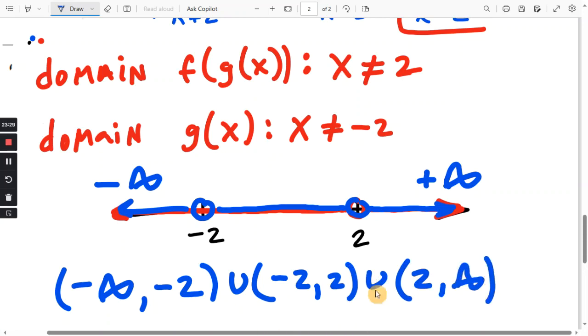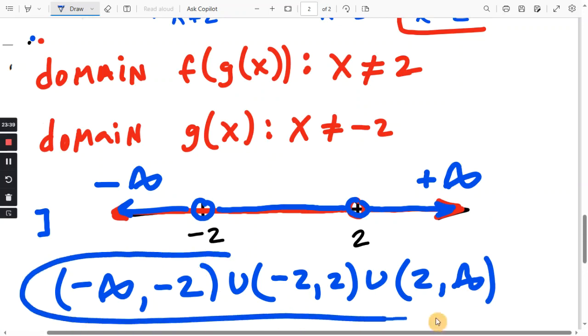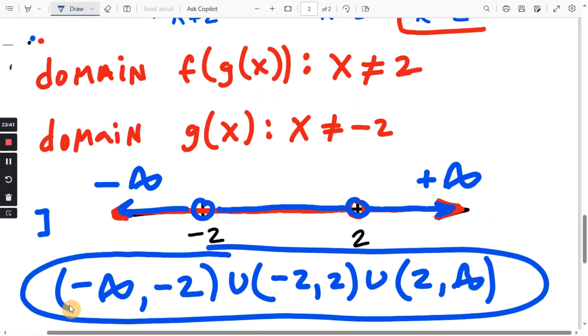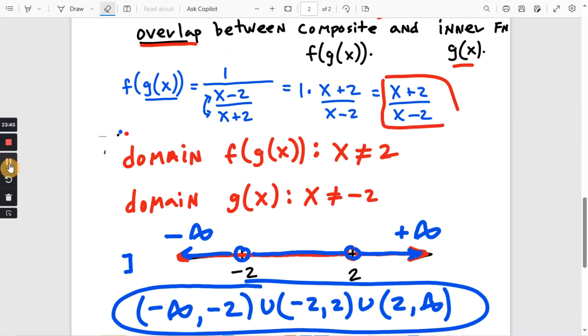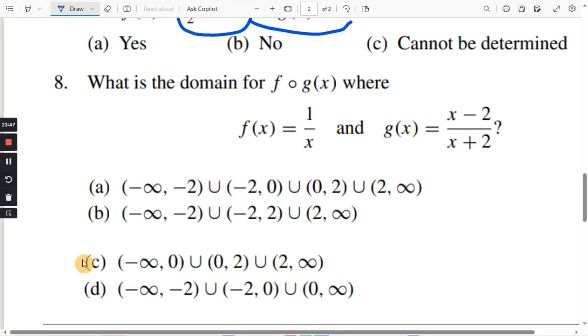All right, always use the rounded parenthesis for infinity. If the number was included, you would use the squared off bracket like that. But this is the final answer. All right, and that is this one right here, answer B.